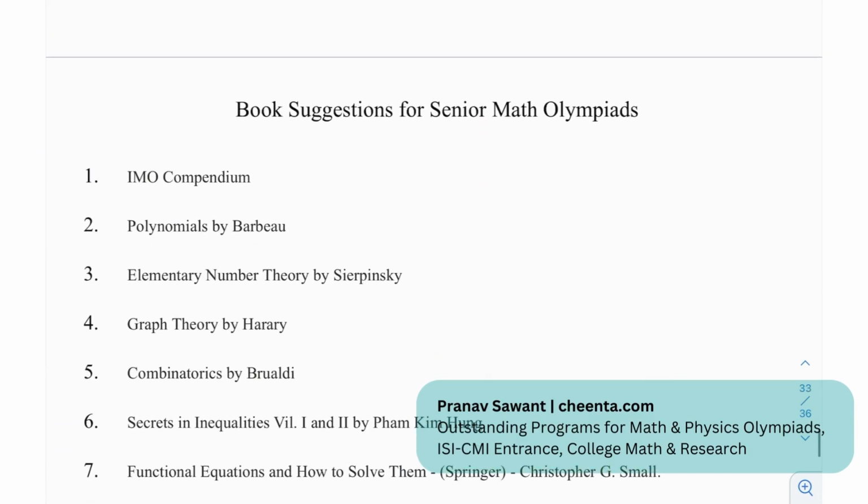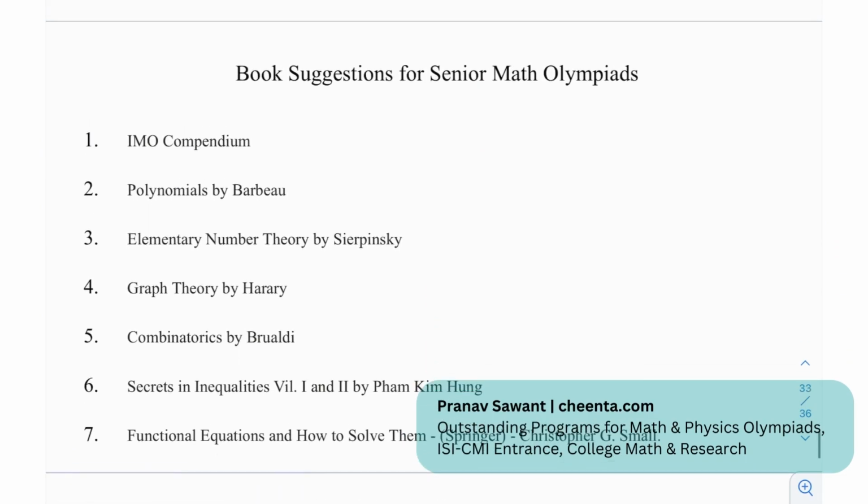Okay, so moving on, we have certain book suggestions for senior math Olympiads: a compendium, polynomials by Barbeau, elementary number theory by Sierpinski, graph theory by Harary, combinatorics by Brualdi, inequalities, and functional equations and how to solve them by Christopher G. Small.